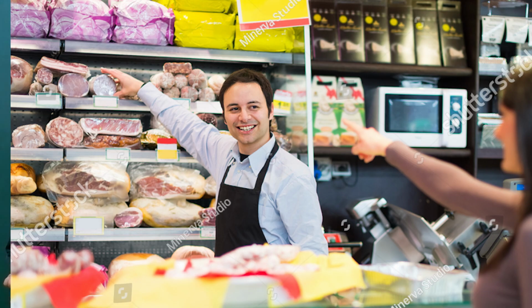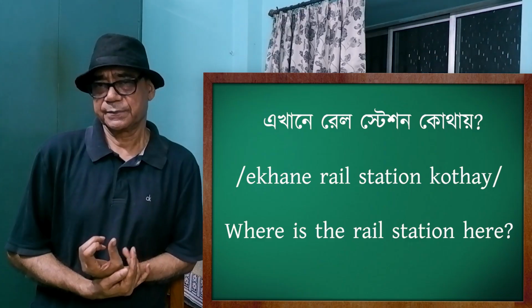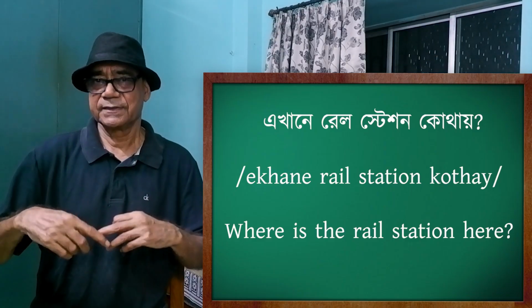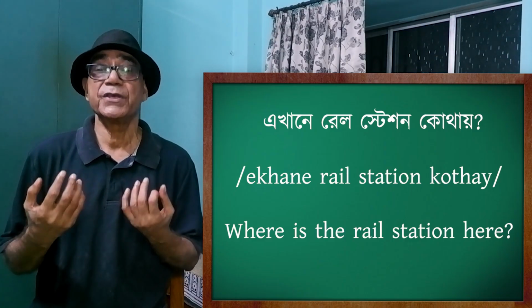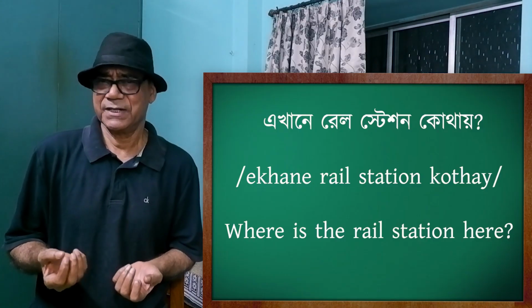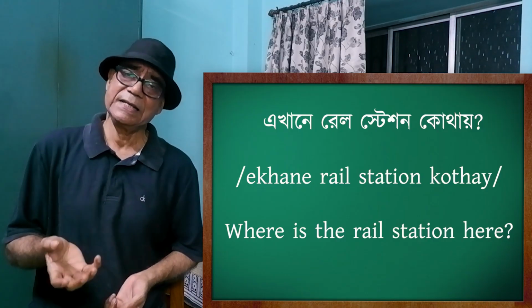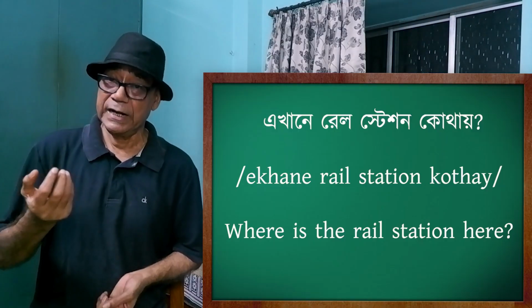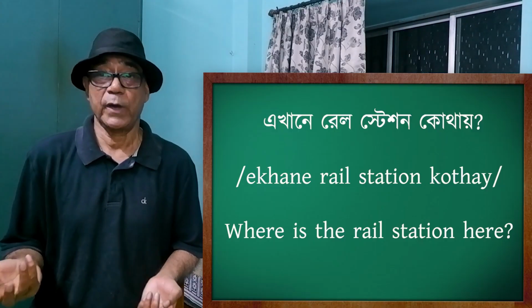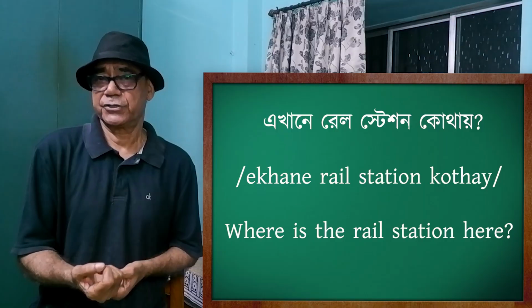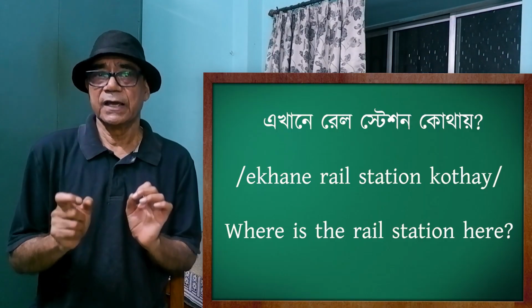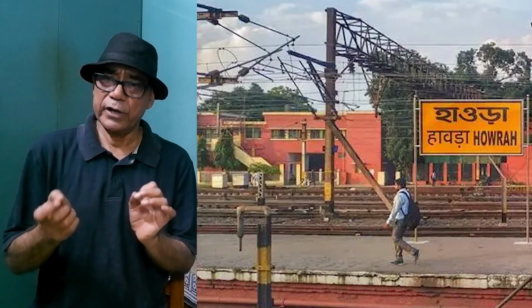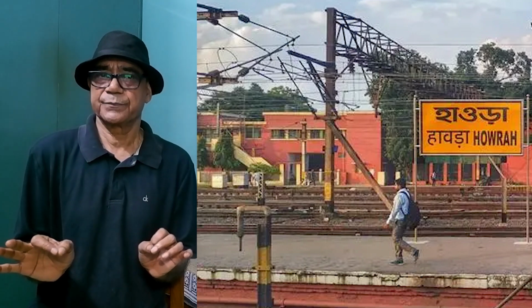Number 5, Ekhane rail station kothay. Ekhane, here. Rail station means railway station. Sometimes it is station, very frequently it is rail station. So, Ekhane rail station kothay. Kothay means where. Where is the railway station here? Ekhane rail station kothay.